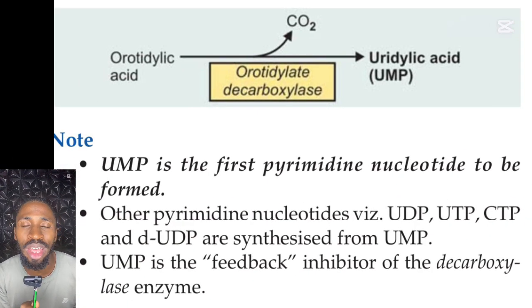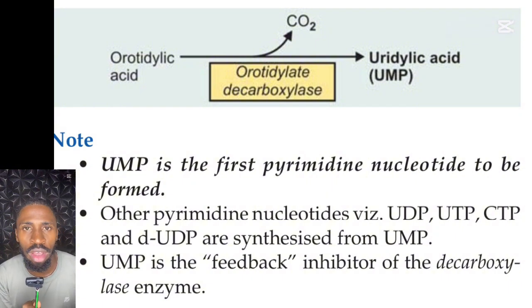That PRPP is utilized in purine and pyrimidine metabolism. Now after OMP, what do we get? Now CO2 will be removed from OMP. It will be decarboxylated to form UMP, which is uridine monophosphate, by what? OMP decarboxylase, or uridine monophosphate synthase.